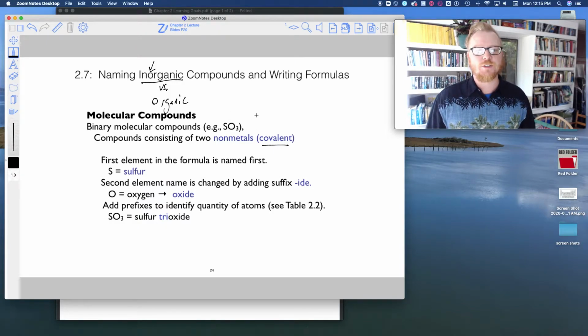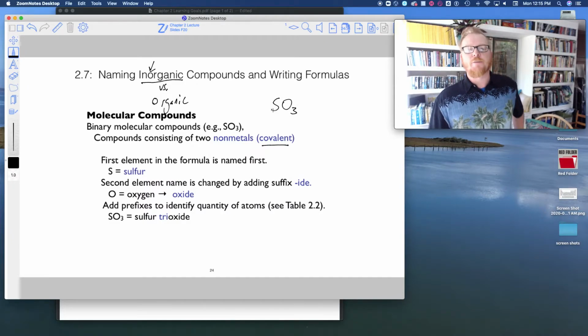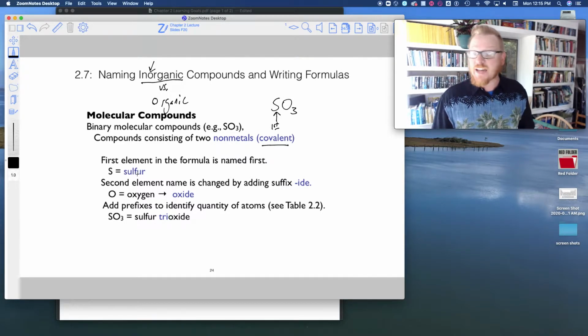So for example, my example that I have is SO3. The first thing we do, we look at the very first element, and we just name it as is, sulfur. Easy, just read it right off the periodic table. The second element name is changed by adding the suffix "ide." So we note the second element is oxygen. Oxygen will become oxide.